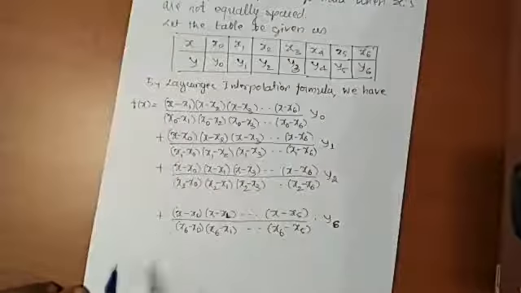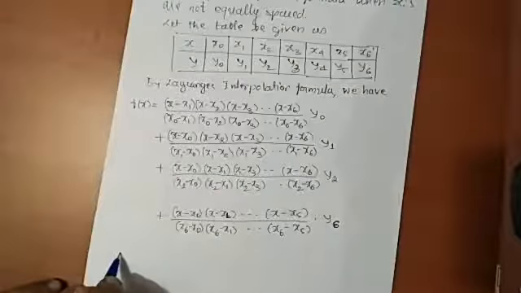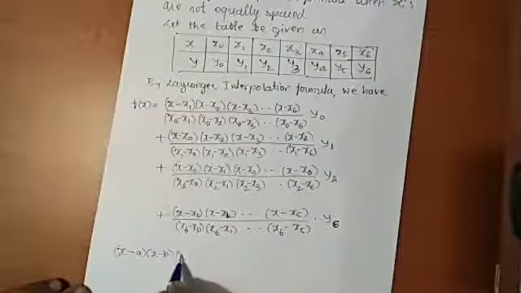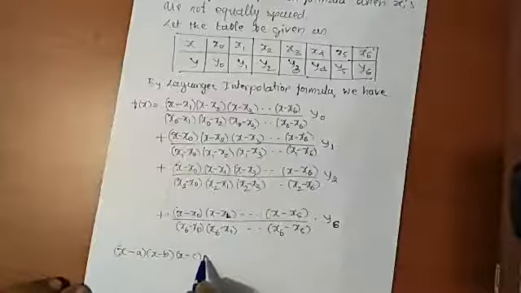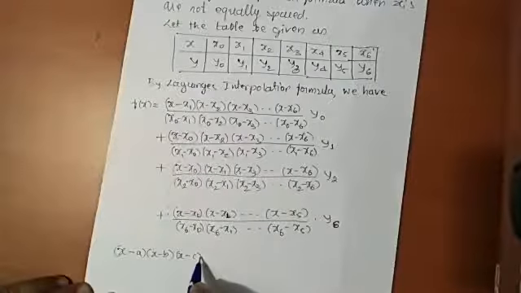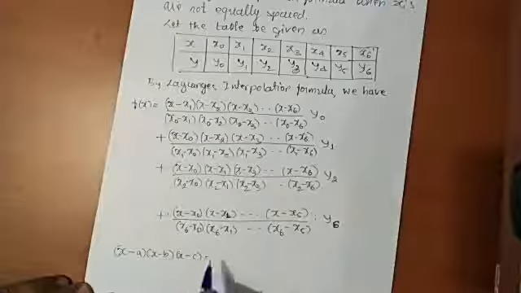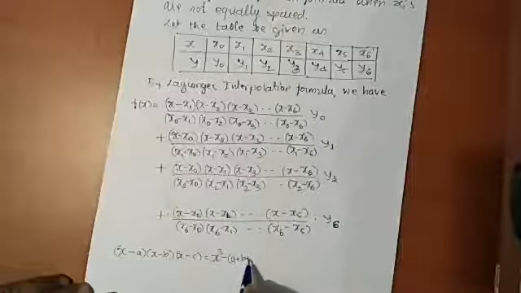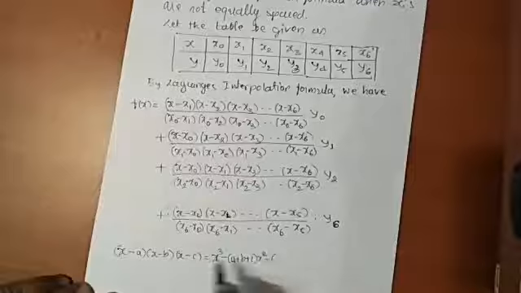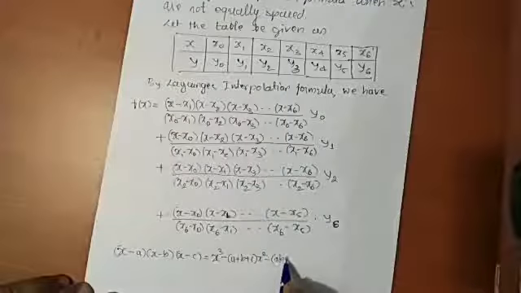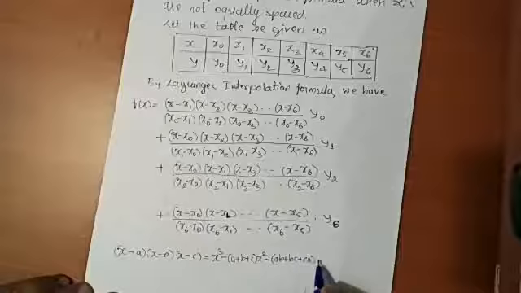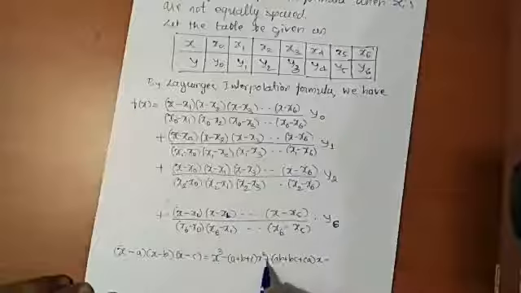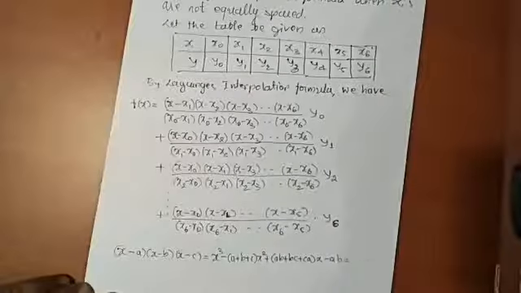So here I make use of one more factor. See, if I consider (x − a)(x − b)(x − c), what will it be? It is x³ − (a + b + c)x² + (ab + bc + ca)x, then alternate positive and negative signs, − abc. This is how I multiply.